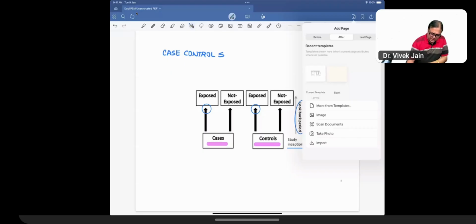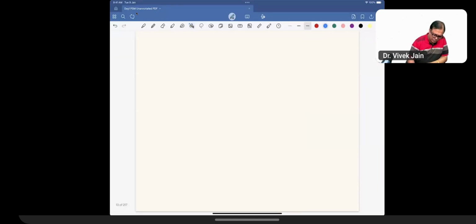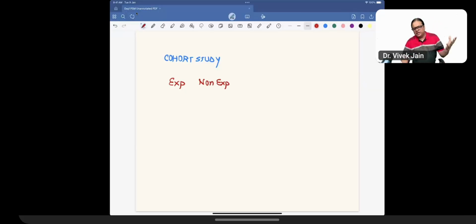Can anyone tell me how it is different from a cohort study? A cohort study is in a forward direction. So we start with exposed and non-exposed. Think of any example, like we took smoking. Smokers, non-smokers today. We wait for 15-20 years and then we see how many of them develop lung cancer in both the groups and compare.